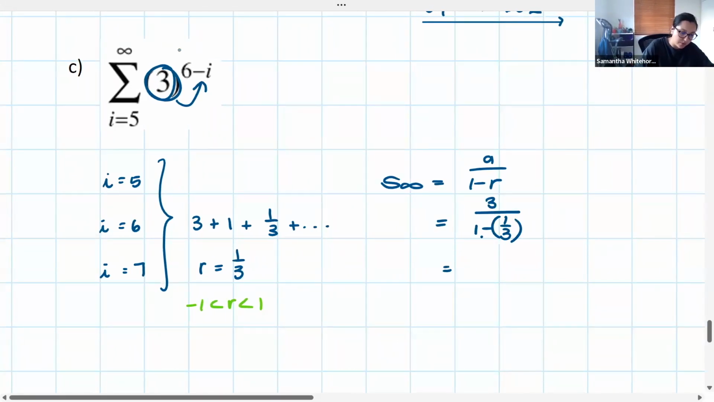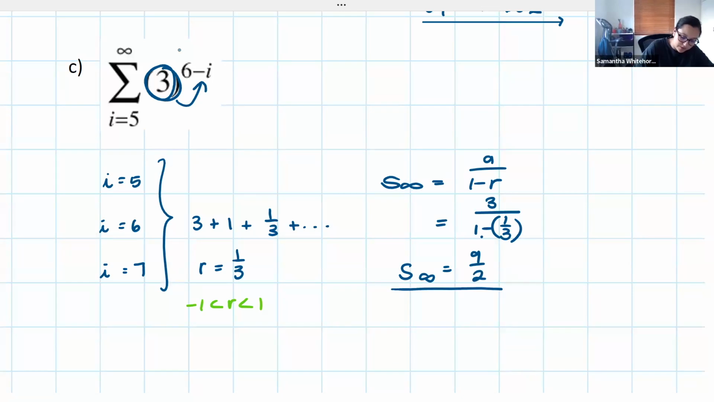And then when you go and put that in on your calculator and you do all of those things, you get that your sum to infinity is 9 over 2. Avoid writing it as 4.5. Like I say, just keep it as a fraction. Makes life so much easier. But there we go.